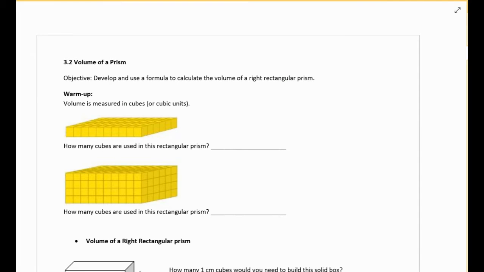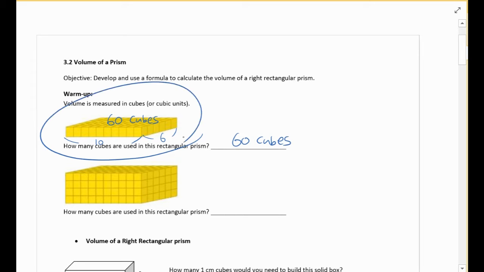Look at the warm-up question. Volume is measured in cubes or cubic units. So here, how many cubes are used in this rectangular prism? We have 1, 2, 3, 4, 5, 6, 7, 8, 9, 10 cubes in the length, and 1, 2, 3, 4, 5, 6 cubes in the width. So in total, 60 cubes. Okay, so 60 cubes are used in the first layer.